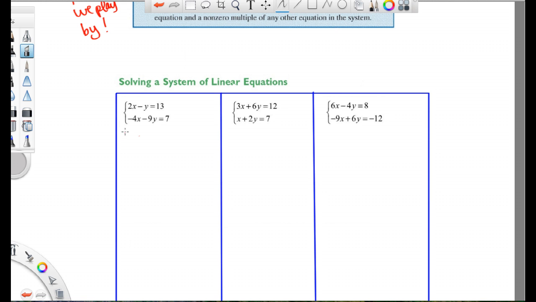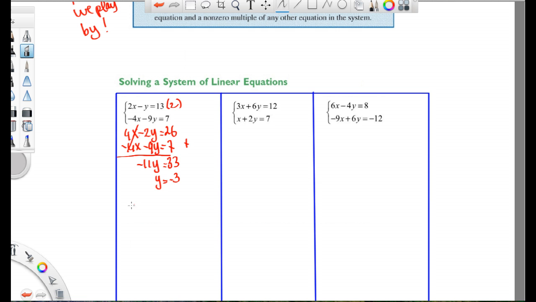Well, let's multiply the top one by 2. So this is one of the rules up there. You can always multiply. 4x minus 2y equals 26. If we have the second one now listed below it, then you can add, and 4 plus a negative 4 is 0, and a negative 2 minus 9 is a negative 11y, and 26 plus 7 is 33, and then divide, so we know that y is equal to a negative 3.